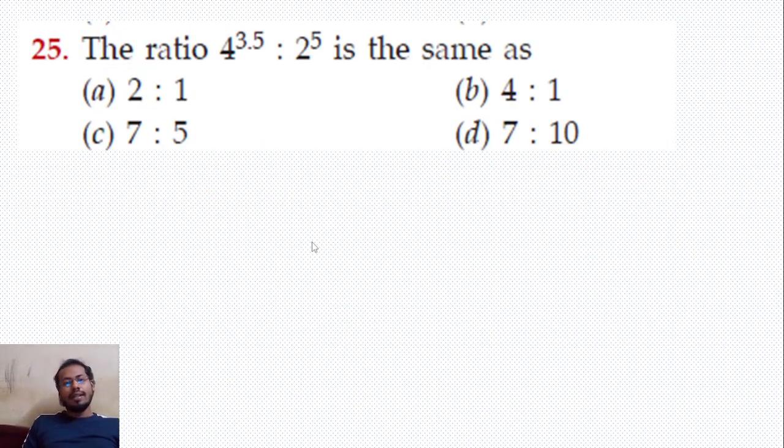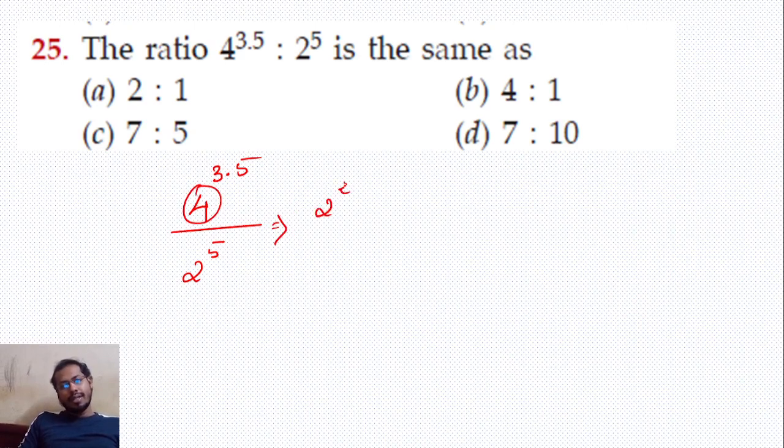Next, they ask the ratio same as what? So 4 power 3.5 divided by 2 power 5. See, can I write this 4 as 2 power 2? So 2 power 2 is 4, power 3.5 divided by 2 power 5. So make the base value same.